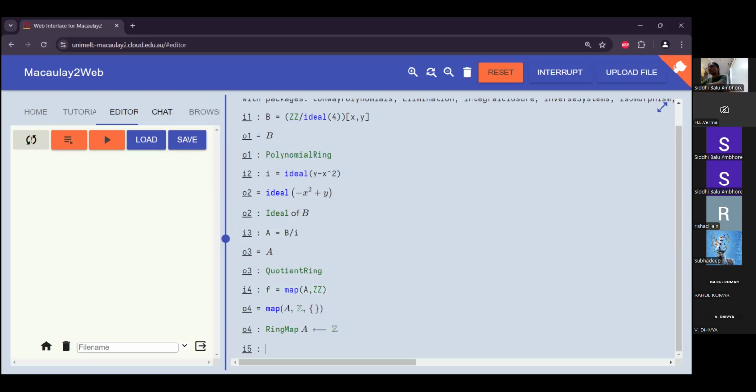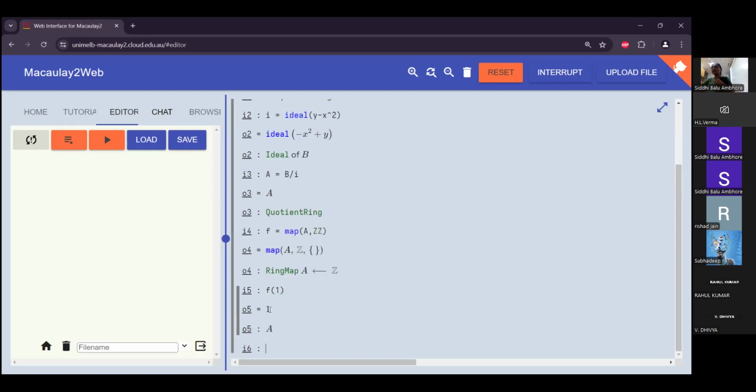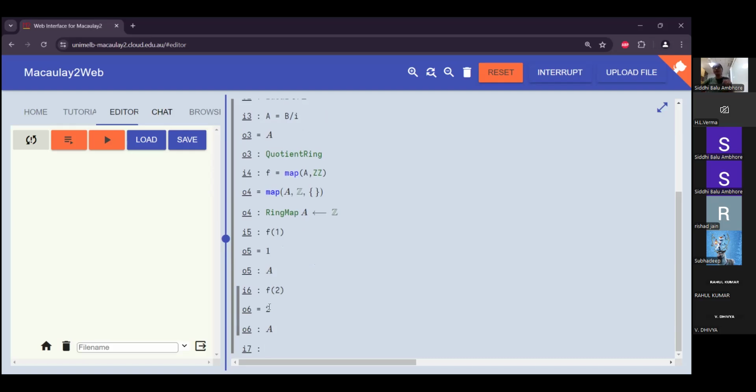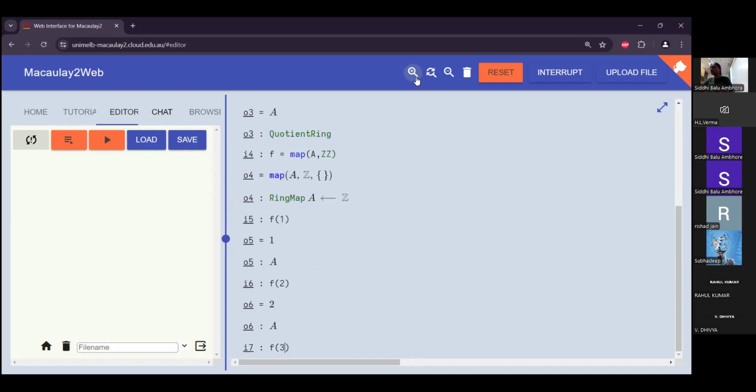And now we will check what is f of 1. F of 1 is 1 in A. Similarly, we will check for f of 2. It is now 2 in A, so 2 plus the ideal y minus x square, that entire quotient element it is considering. Similarly, we will see what is f of 3 here. I hope it is visible, right? Do I need to zoom it out a bit?